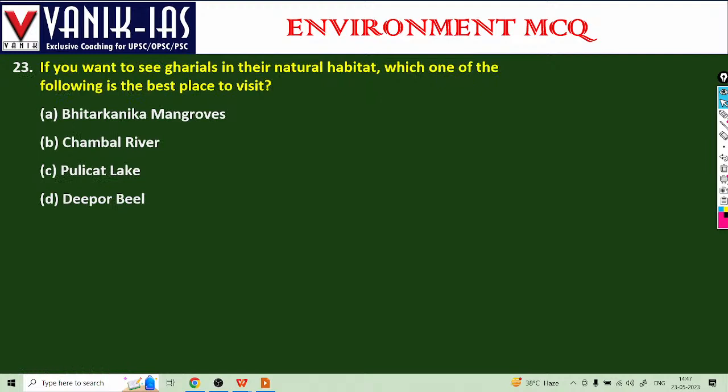If you want to see gharials in the natural habitat, what is the natural habitat of gharials? Options are Bhitarkanika mangroves, Chambal River, Pulicat Lake, or Deepor Beel. It is the Chambal River, right? Chambal River is the natural habitat of gharials.